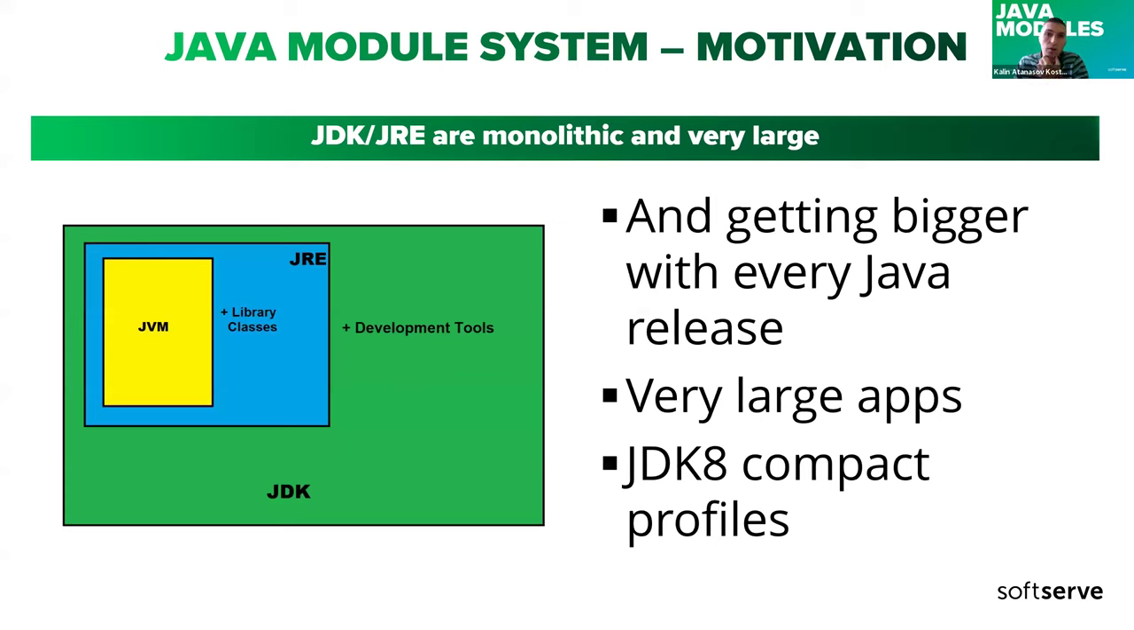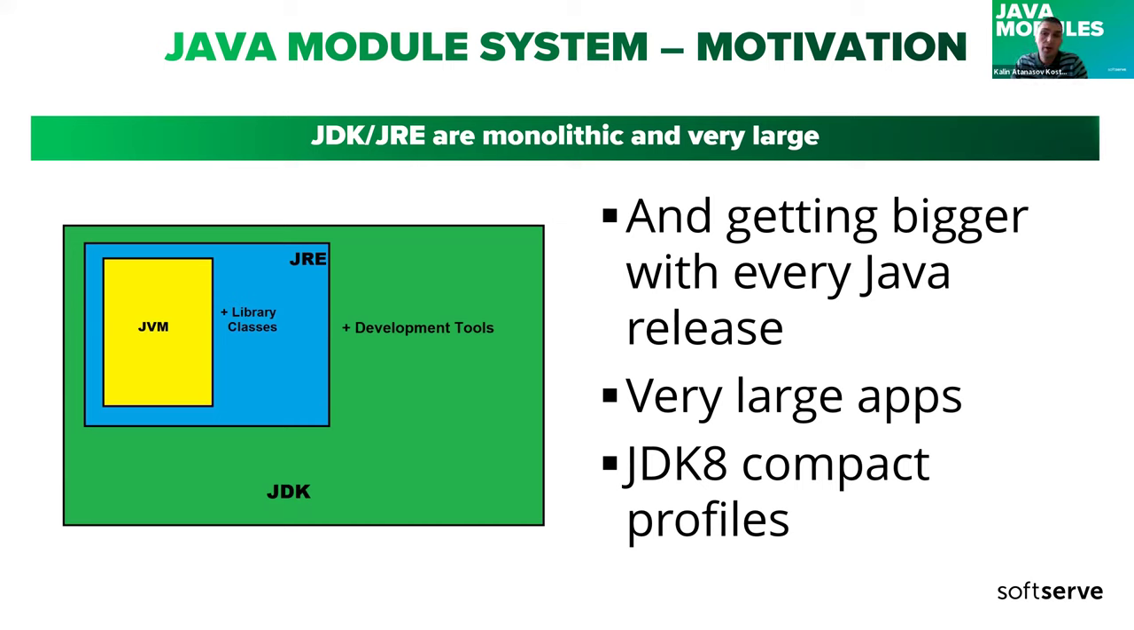Something more about the motivation for the Java platform module system is the fact that the JDK and the Java runtime environment are monolithic and very large. This is happening until Java 8, of course. This results in very large applications because we have to carry that large JRE with our programs. This might not seem like a big issue to us because nowadays we have a lot of storage and hardware is constantly getting better and better.